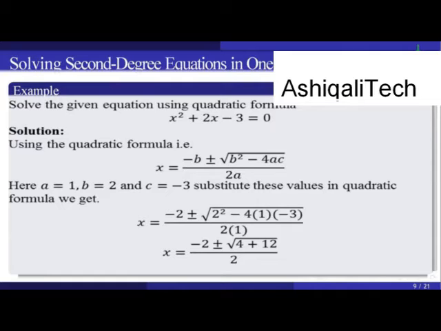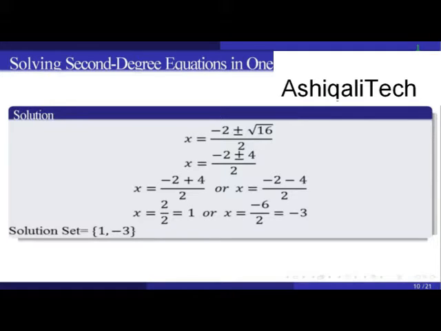So after simplification we get x = (−2 ± √(4 + 12)) / 2. That is x = (−2 ± √16) / 2. So we get x = (−2 ± 4) / 2. So we get x = (−2 + 4) / 2, or the second value is x = (−2 − 4) / 2. So after simplification we get x = 1 or x = −3. So the solution set consists of two values of x which are given by x = 1 and x = −3.